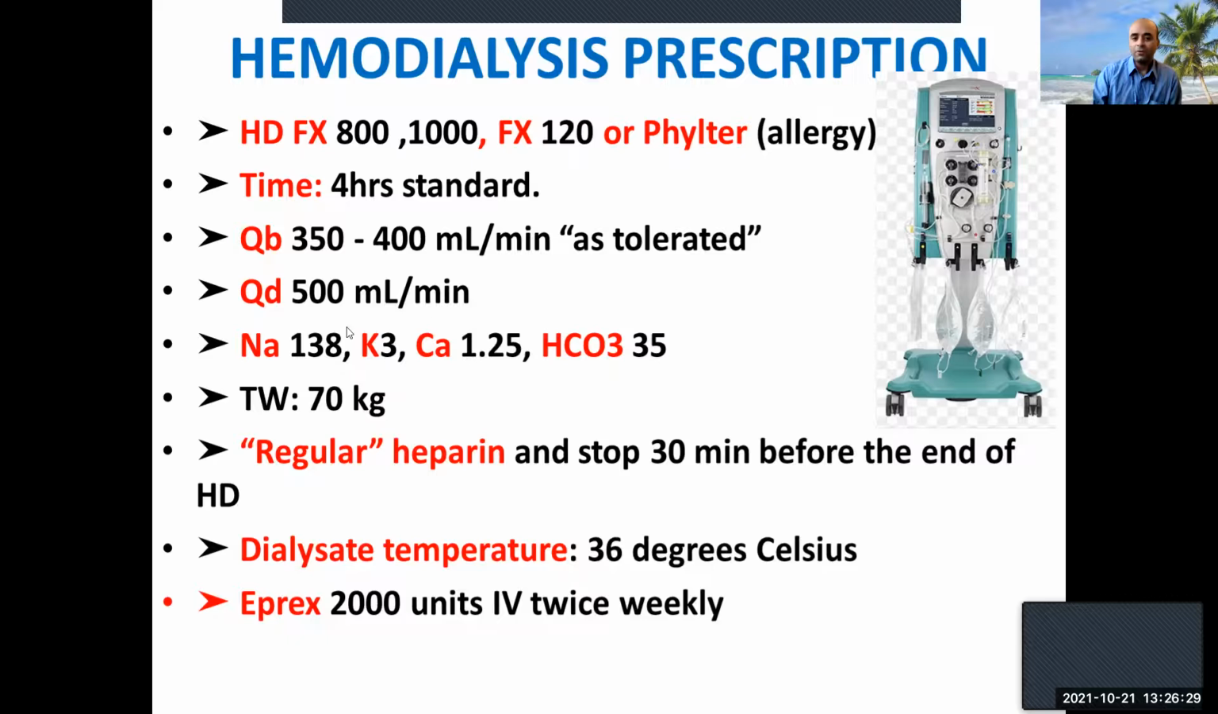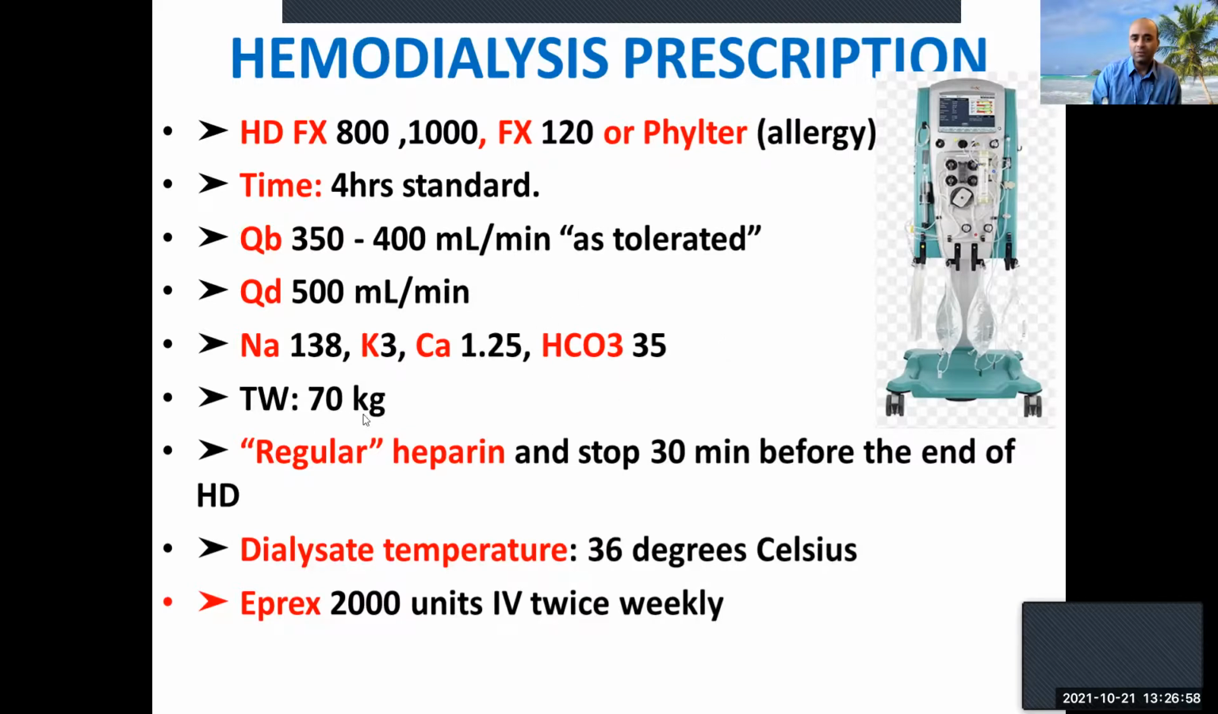Potassium: K3, K2 you can use according to your patient's level, and you can use K1 if your patient has chronic hyperkalemia, 7 or 8, and recurrent. Better to put him on K1 for at least 2 or 3 hours, and keep the last 1 or 2 hours K2 to avoid any cardiac arrhythmia from hypokalemia. Standard calcium is 1.25, 1.5 or 1.75 according to your patient's calcium, and bicarb 35 or 40 according to your serum bicarb.